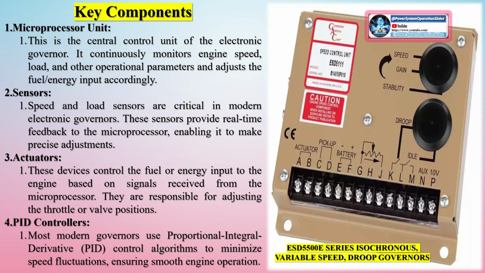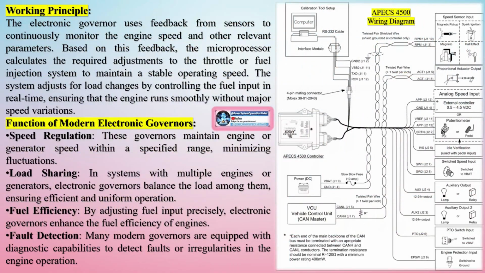Isochronous mode. In isochronous mode, a governor maintains a constant speed regardless of load variations, ensuring that the frequency of the generator's output remains stable. This mode is particularly useful in isolated power systems or when precise frequency control is required. When operating in isochronous mode, the governor makes instantaneous adjustments to fuel input to keep the engine running at a fixed speed, even as the load fluctuates.